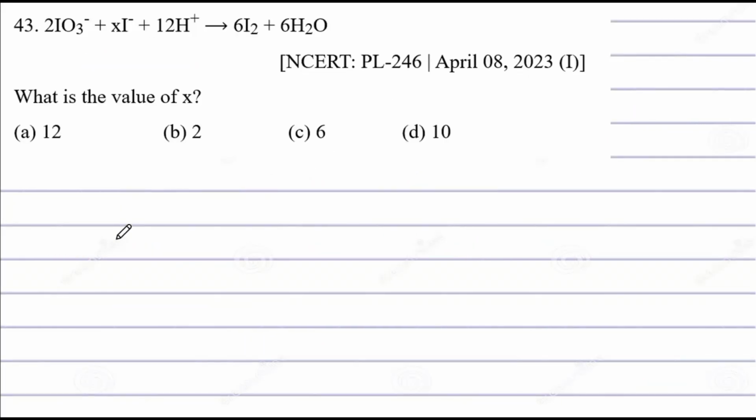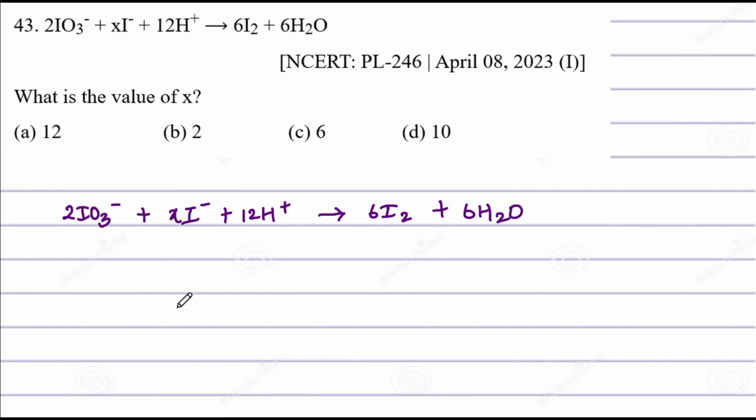Next question is 2IO3 minus plus XI minus plus 12H plus gives 6I2 plus 6H2O. What is the value of X?